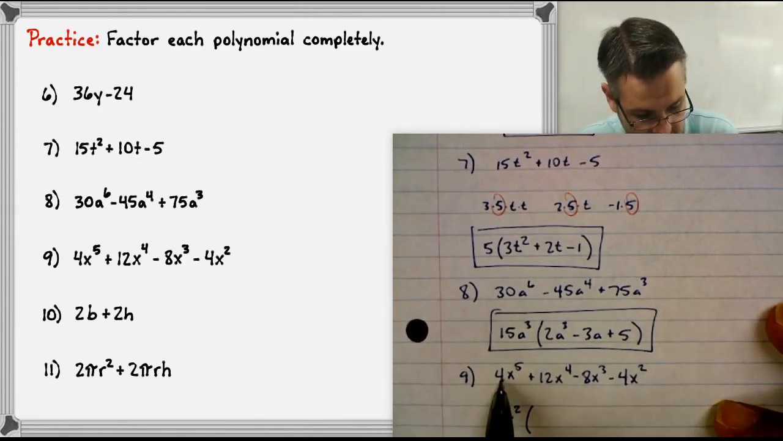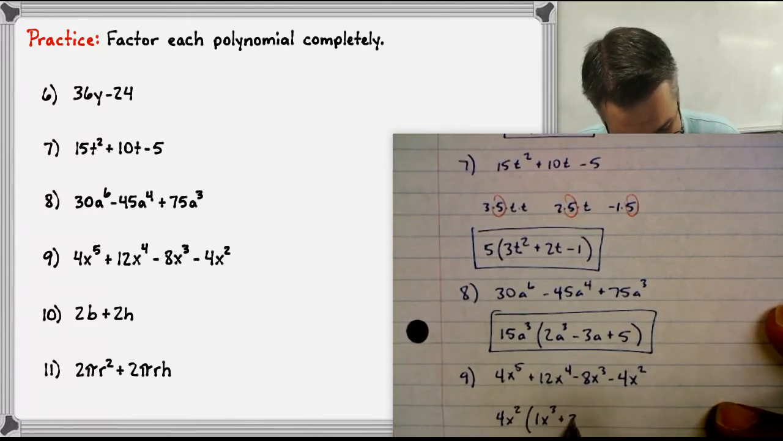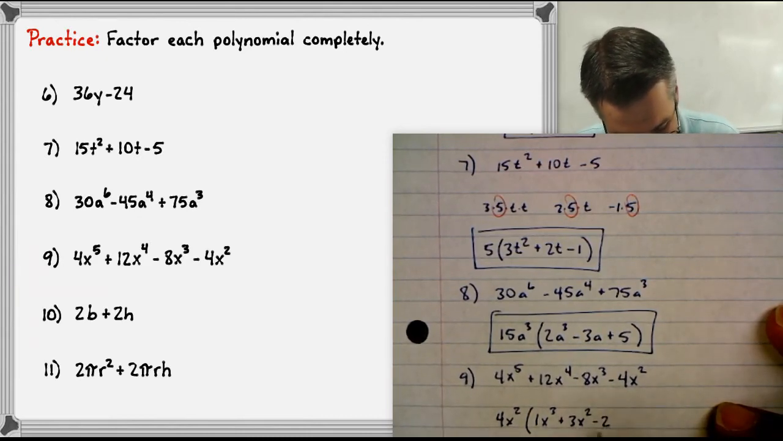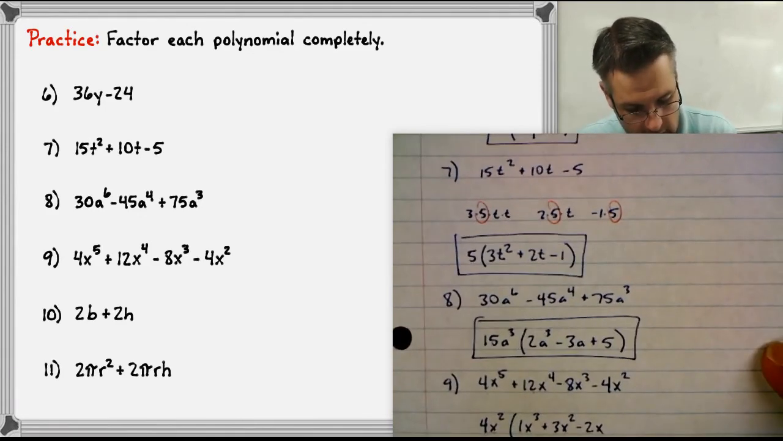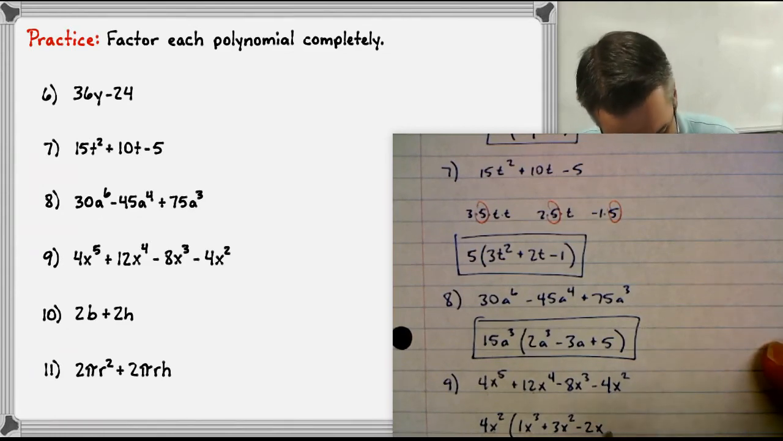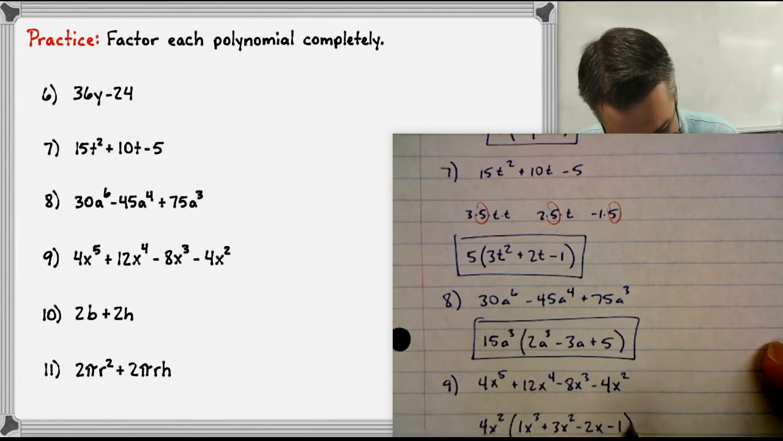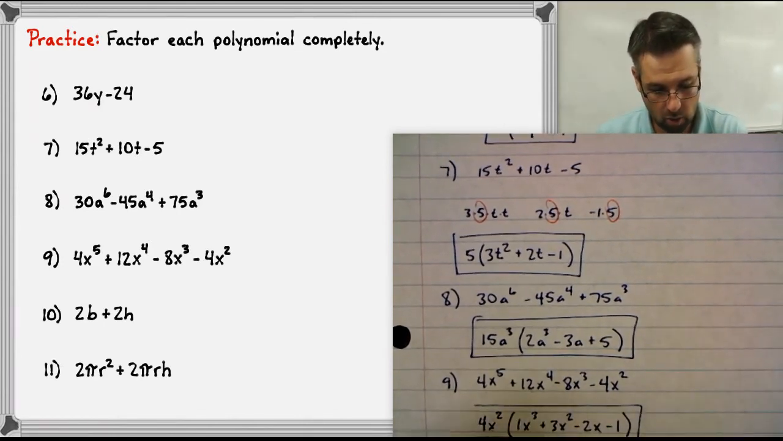Left over here, if I divide 4 by 4, I get 1. If I take x squared out of x to the 5th, I get x to the 3rd. 12 divided by 4 is 3. If I take x squared out of x to the 4th, I get x squared. If I divide negative 8 by 4, I get negative 2. And then x squared out of x cubed is just x. And then negative 4 divided by 4 is negative 1. And the x squared taken out of x squared, no x is left over. And so that is our factored form. Again, we can distribute to double check our work.